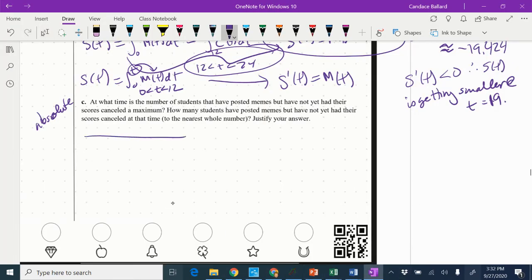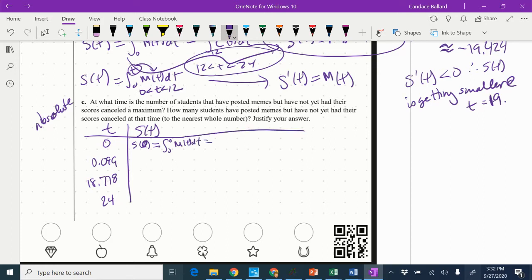So I'm going to come in here and draw my chart. I'm going to use t and S of t. And I know I have to put in my endpoint 0, and my other endpoint is 24. And then my other two candidates are 0.99 and 18.778. Well, for S of 0, I have to integrate from 0 to 0 of m of t dt. Well, we know that when we integrate from 0 to 0, I am just equal to 0.